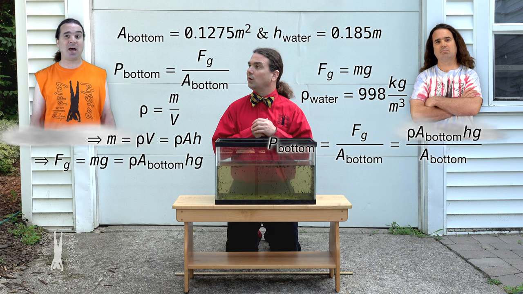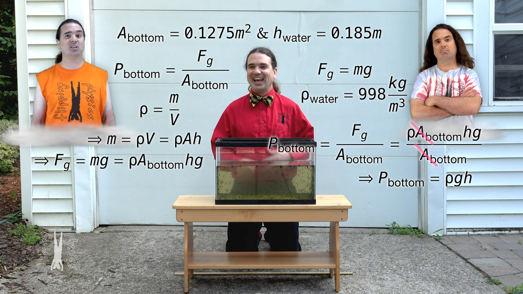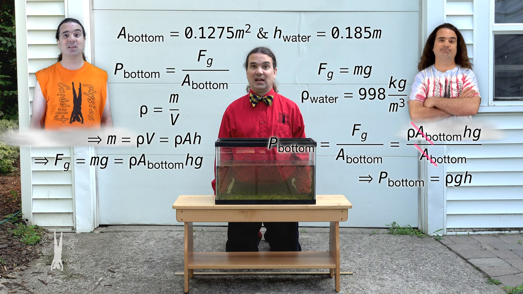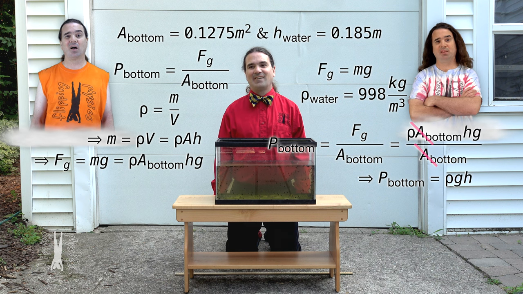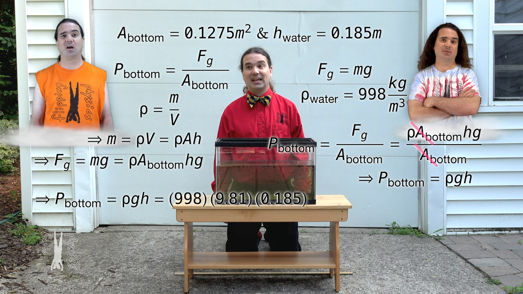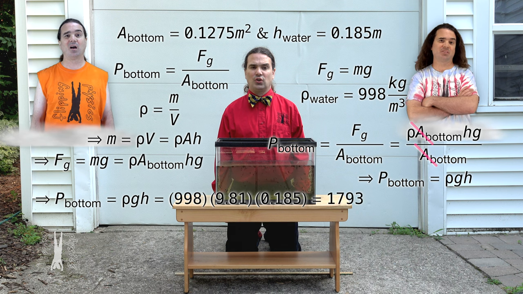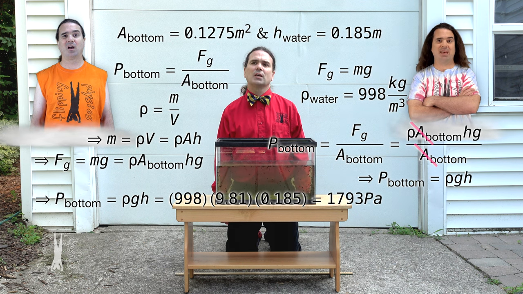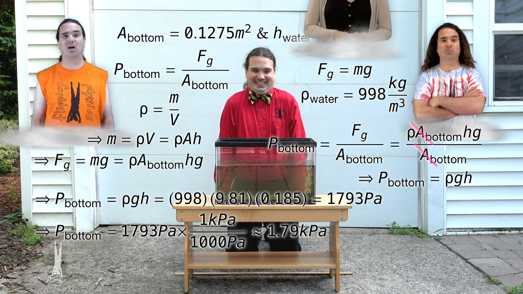The area of the bottom of the tank cancels out, and we get that the pressure at the bottom of the tank caused by the water in the tank equals the density of the water times the acceleration due to gravity times the depth of the water. With numbers, that is 998 times 9.81 times 0.185, or 1,793 pascals. And we can multiply that by 1 kilopascal over 1,000 pascals to get roughly 1.79 kilopascals with 3 sig figs.